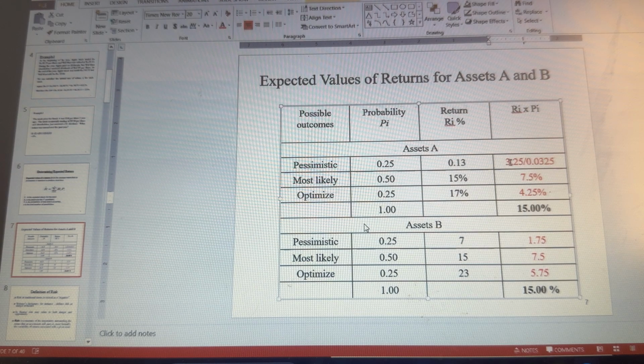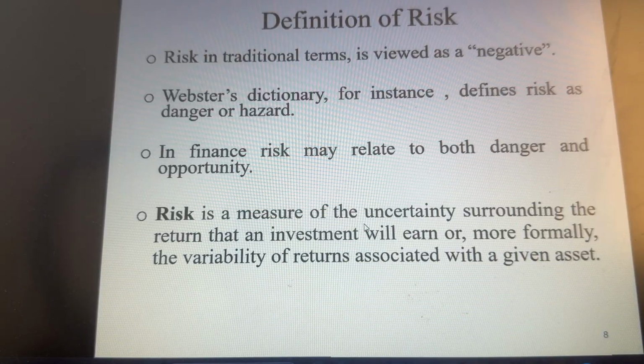So the equation is multiplication, and after that summation. The summation of all these possibilities finally becomes 15 percent. So we calculated the expected returns for asset A and asset B, as I showed in the example, the way you need to calculate the expected return. From the expected return calculation, we can move to the other concept called risk.